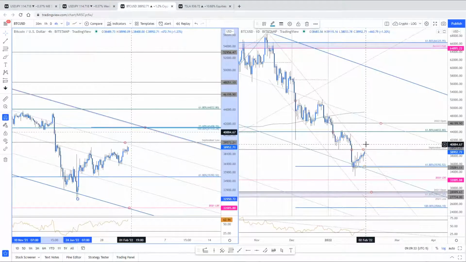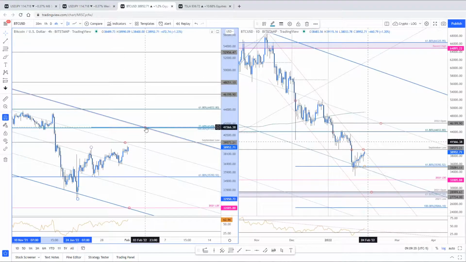You know what I mean? Even if we break through this, that's still a major level I'll be paying attention to. And that's sort of the resumptive move I'd be looking for in Bitcoin. So pain might not be over yet. We possibly still have the threat of another low. 41.45 is what needs to break to validate a reversal in Bitcoin.